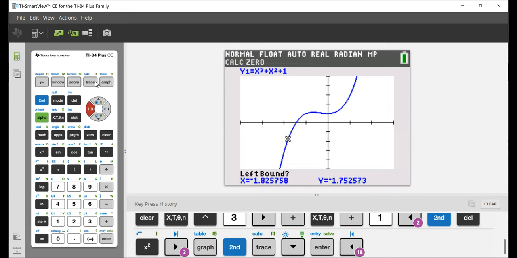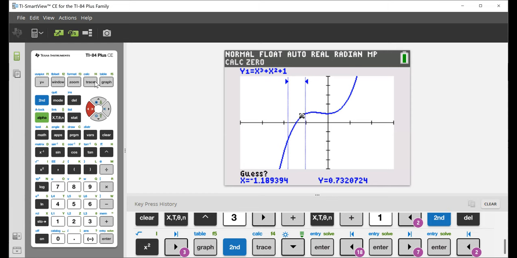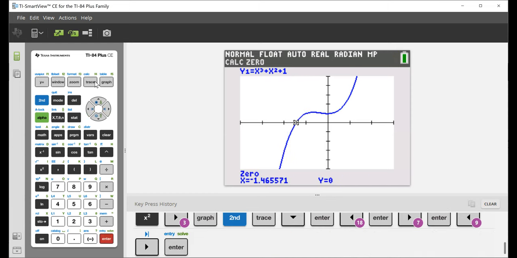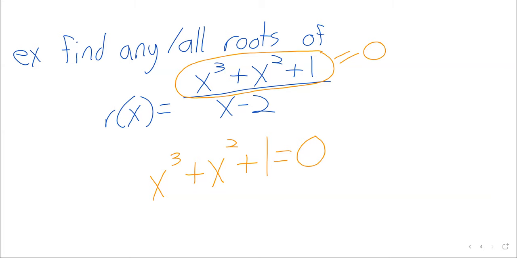Scroll to the left, scroll to the right, scroll near the root: -1.466, if we are rounding to 3 decimal places, which is kind of my default.